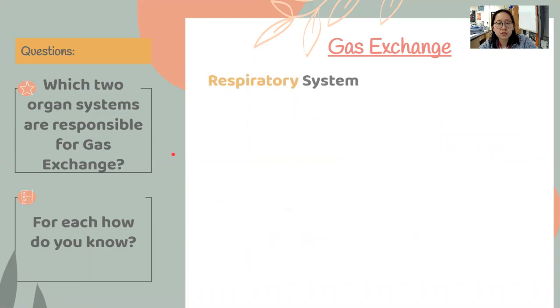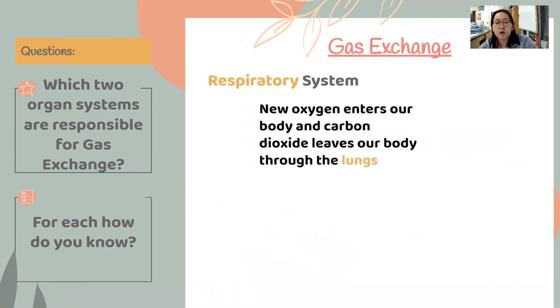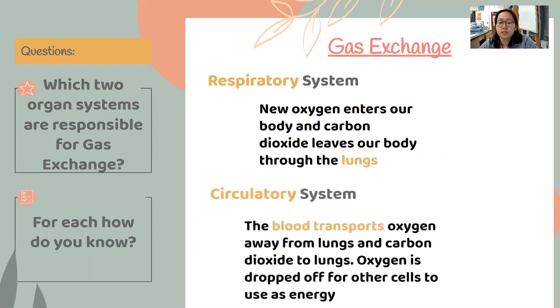So for gas exchange, the respiratory system is involved when new oxygen is entering our body and carbon dioxide is leaving, because that's through our lungs. The alveoli are part of your lungs. The circulatory system is also involved. Like we said, the blood is the one transporting the oxygen away from the lungs and the carbon dioxide back to the lungs. So oxygen is dropped off for cells to use during the process of cellular respiration when they're producing energy. So that's super, super important.